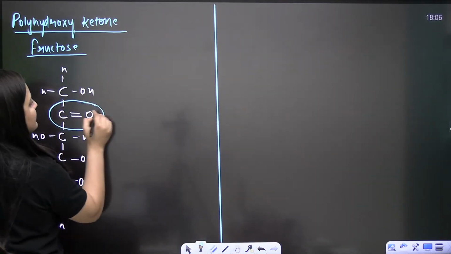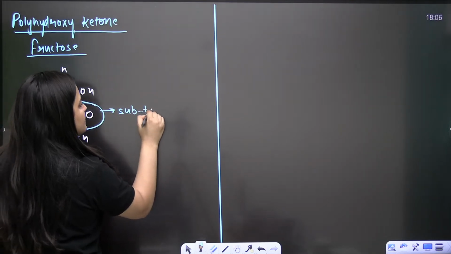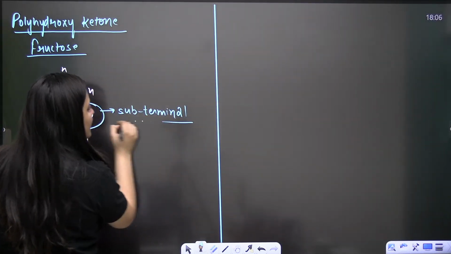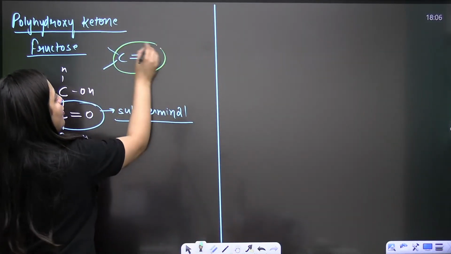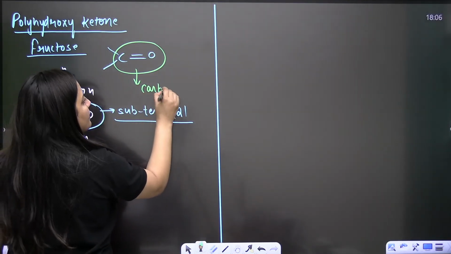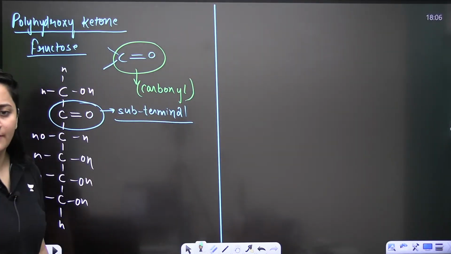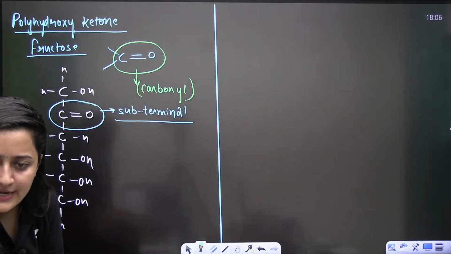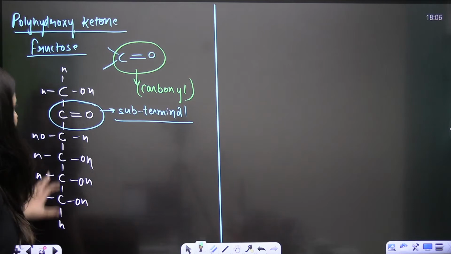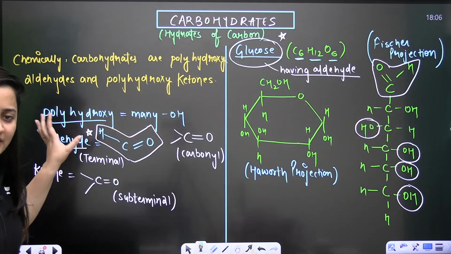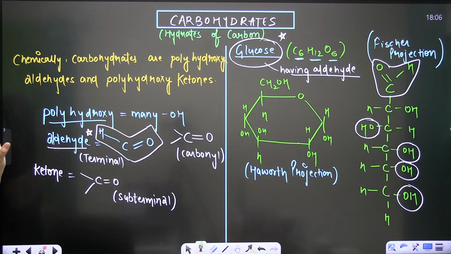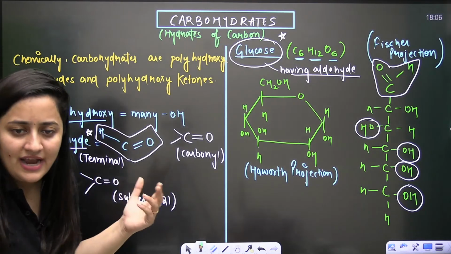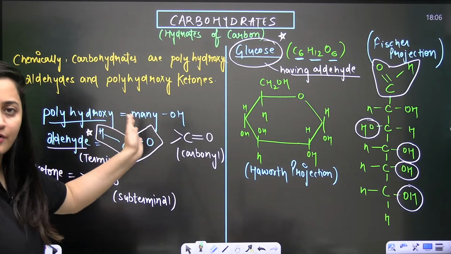So this group here is subterminal, so it is a ketone. Ultimately, in both aldehyde and ketone, there is the C double bond O. That is your carbonyl group. Clear? Any doubt? So polyhydroxyketone and polyhydroxyaldehyde, that is chemically the meaning of carbohydrates: polyhydroxyaldehydes and polyhydroxyketones, and the compounds which on hydrolysis yield these.